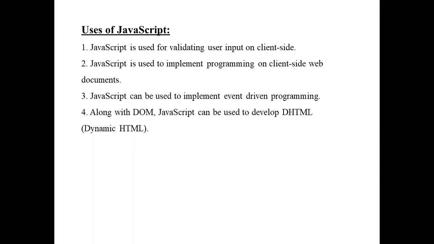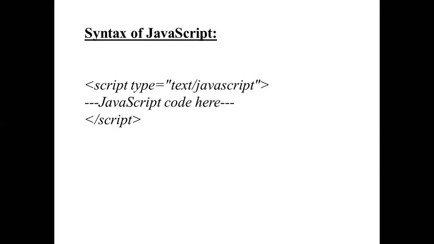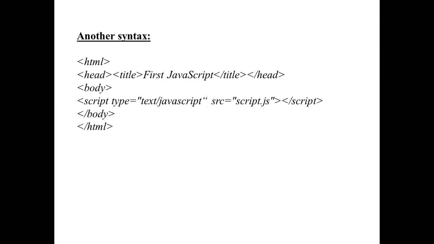Now we see the syntax of JavaScript. Script tag with type equal to text slash javascript, write the JavaScript code and end the script tag. These script tags can be written in the head section or body section in HTML. Another syntax: first we write the script code in a .js file and we link that file into HTML by using the src attribute in the script tag.